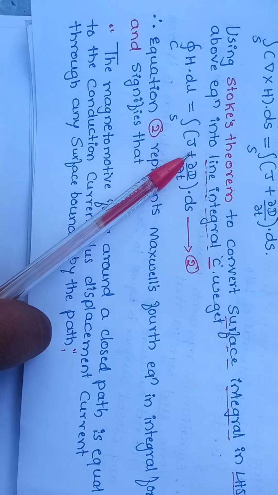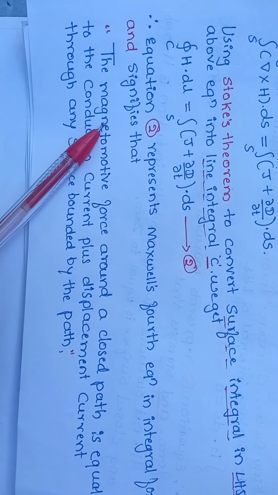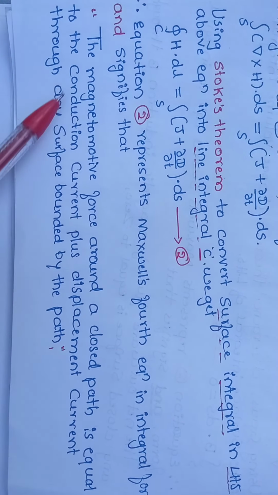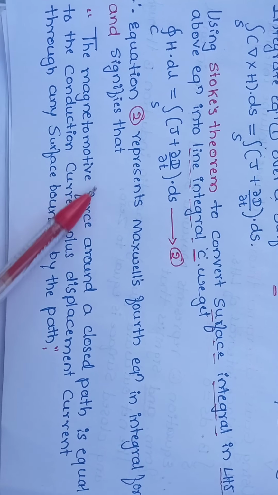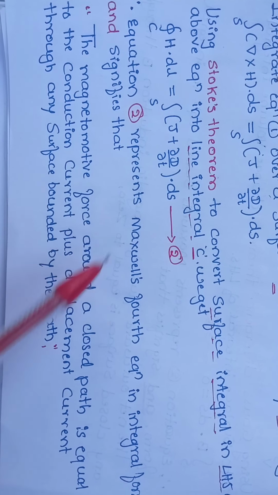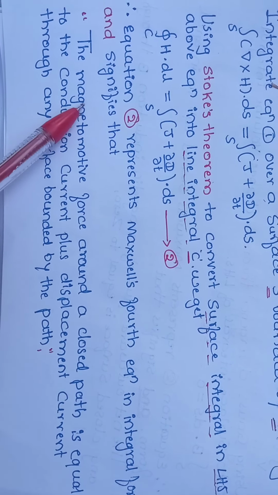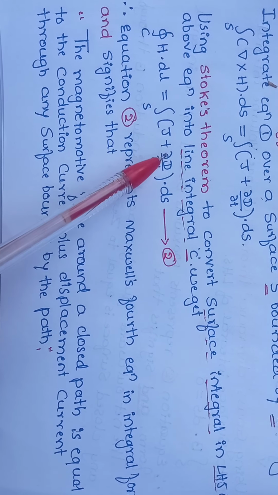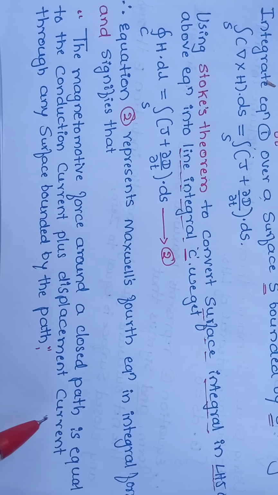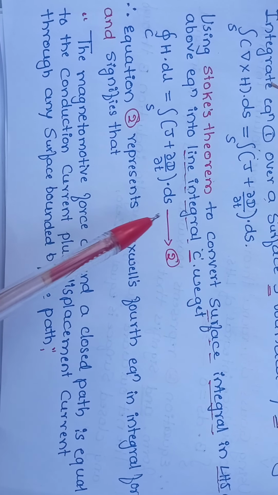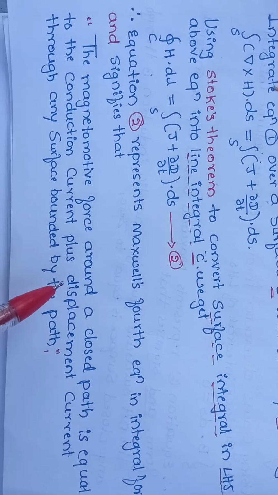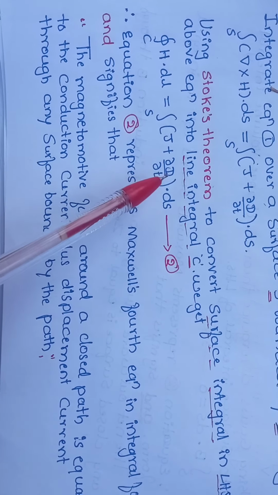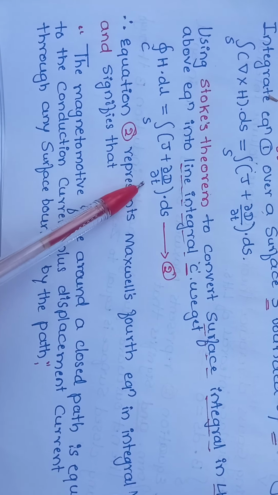Therefore what it signifies is that the magnetomotive force, that is, the line integral of H into dl, means the magnetomotive force around a closed path, is equal to the conduction current J plus the displacement current ∂D by ∂t through any surface bounded by the path. This is Maxwell's fourth equation in integral form.